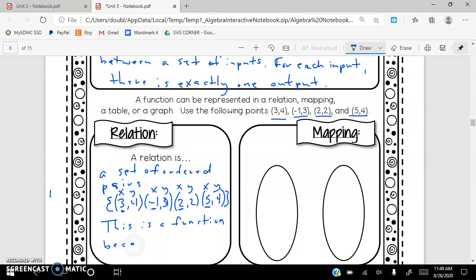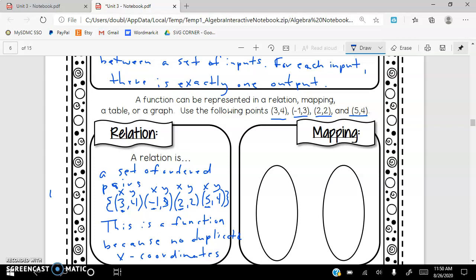So this is a function because there are no duplicate x coordinates. Okay, so no x duplicate coordinates.